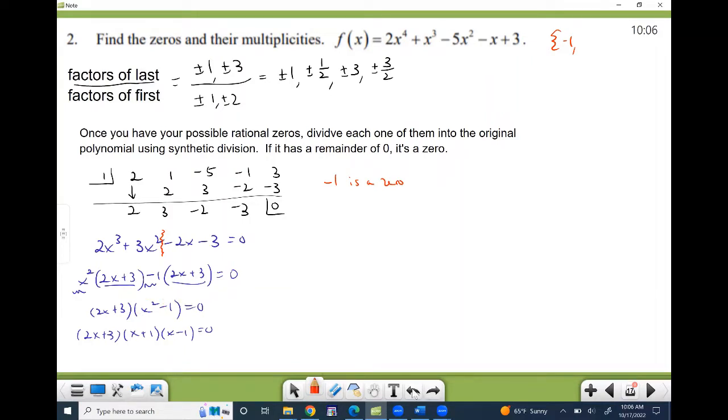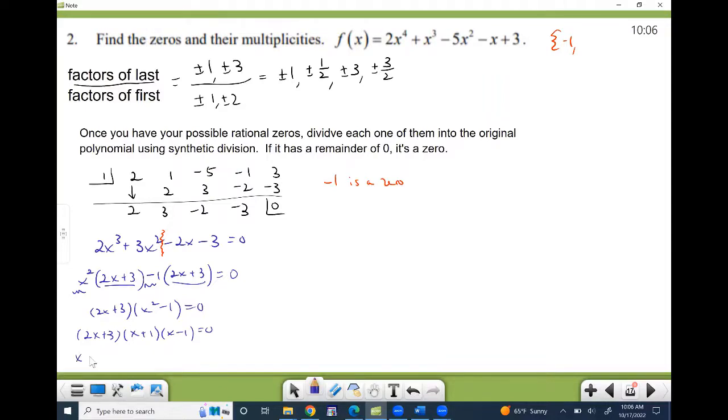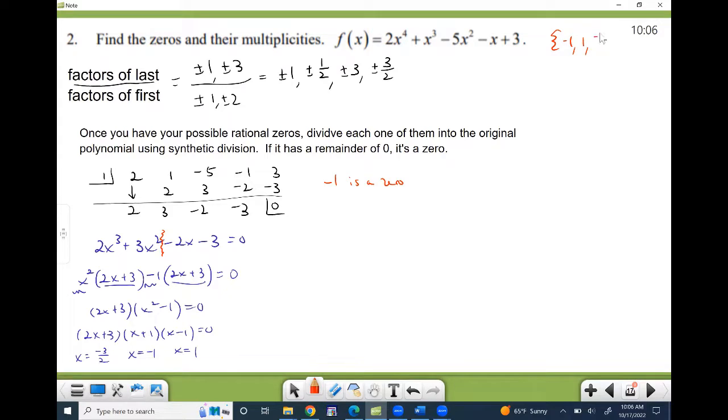All right, so when we set each piece equal to 0, I'm going to assume that you guys are really good at this. This is going to be -3/2. This one's going to be -1, and this one's going to be +1. And notice those were all on the list. -3/2, yup. +1 and -1, yup. Okay. So our list has, let's go write them all in here now, right? -1, +1, and -3/2. Those are our zeros.